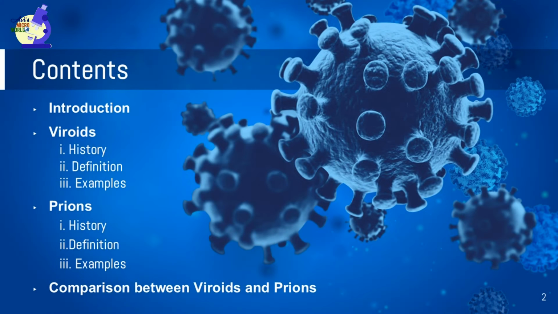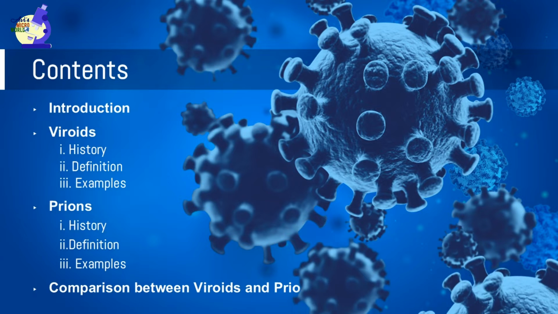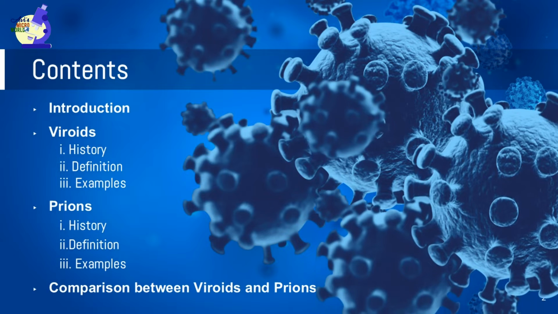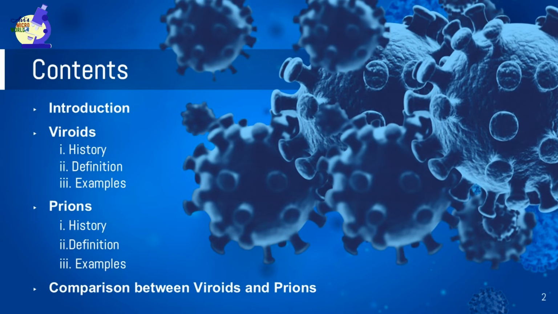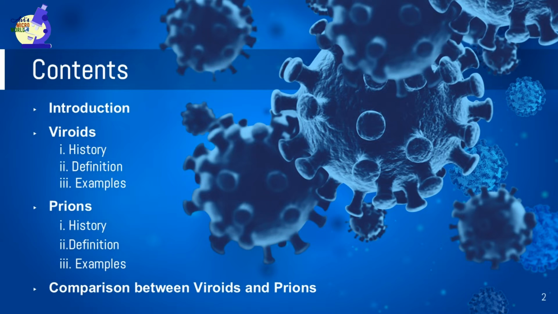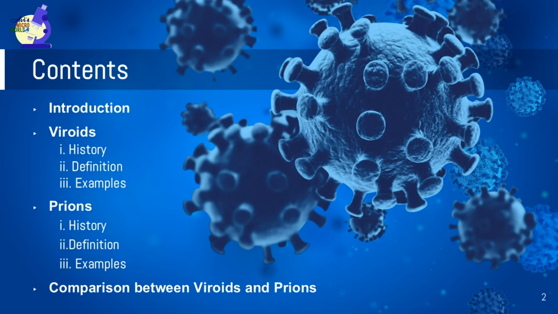In this video, we'll be looking into the contents of various types. First, the introduction, then into the main topic of viroids, its history, definition and examples. Then we'll move on to the prions, its history, definition, examples, and at the end, we will look into the comparison between viroids and prions.